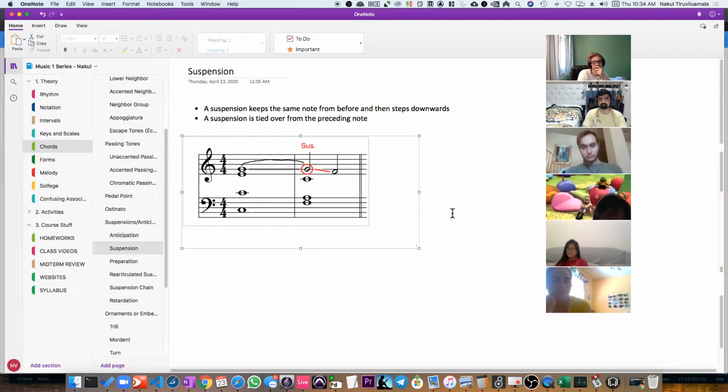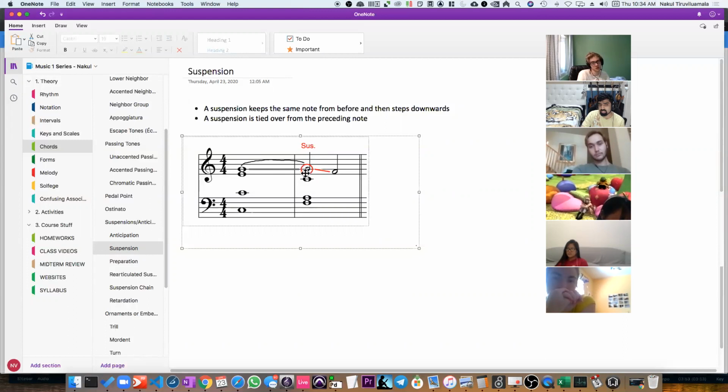Suspension. So a suspension keeps the same note from before and then steps downward. And it's tied over from the preceding note. So for instance, the idea is this note right here is actually preparing the suspension. It's the preparation of the suspension. It's the note that's being tied. And then this is the note that's being tied over.